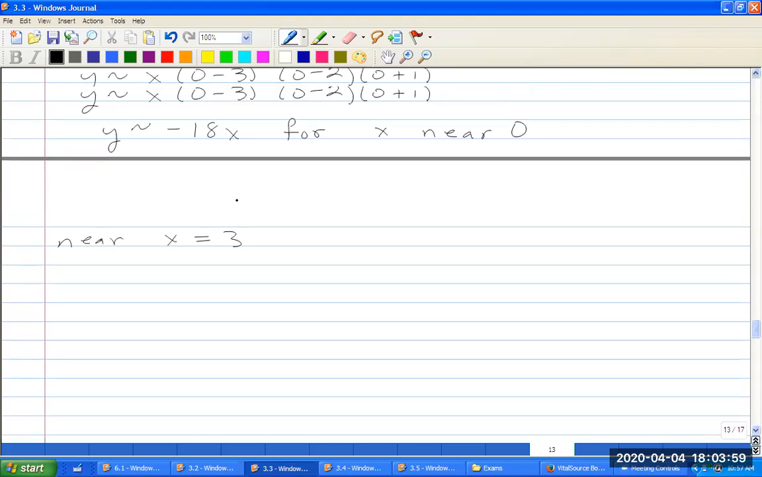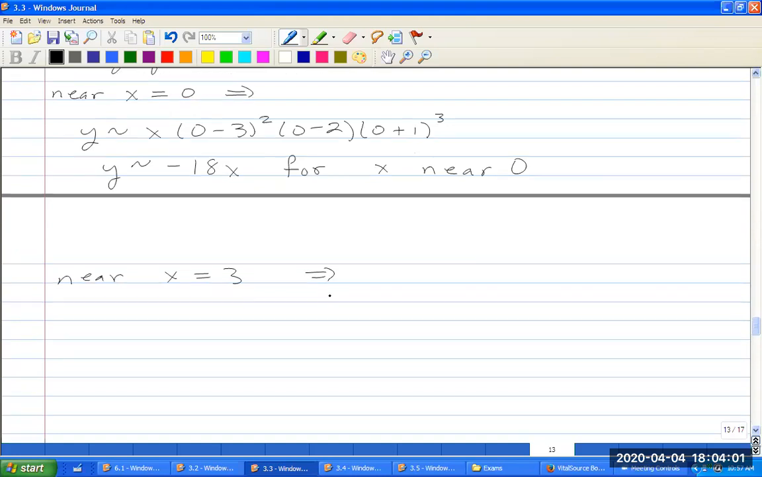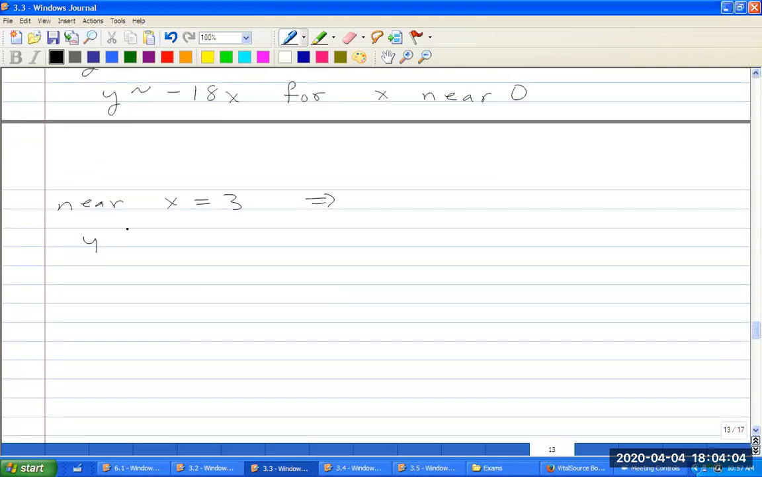Okay, so near x equals 3, we have that y is asymptotic to, has the same behavior as, well, plug in 3. If I plug in 3 for the x minus 3, I get 0, so I just leave it as x minus 3. Plug in 3, 3 minus 2, plug in 3, 3 plus 1, ooh, cubed. Okay, so y is asymptotic to 3, x minus 3 squared, negative 1.